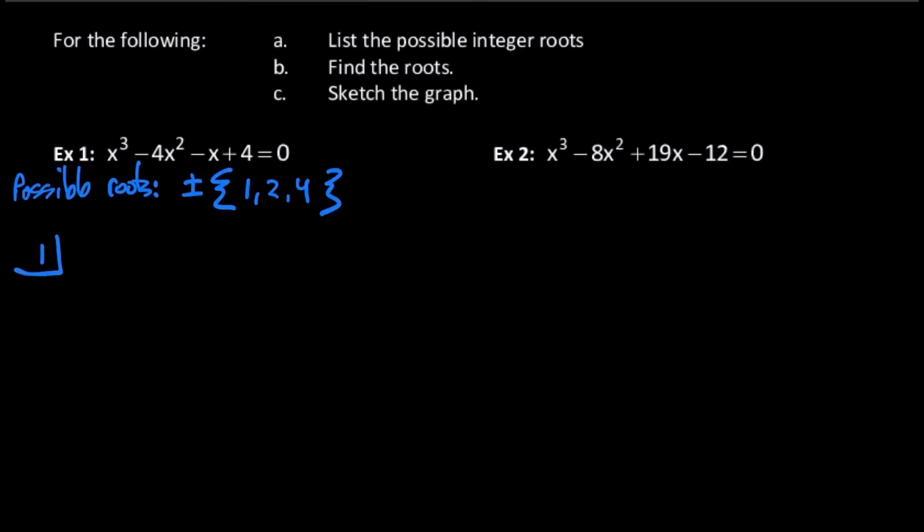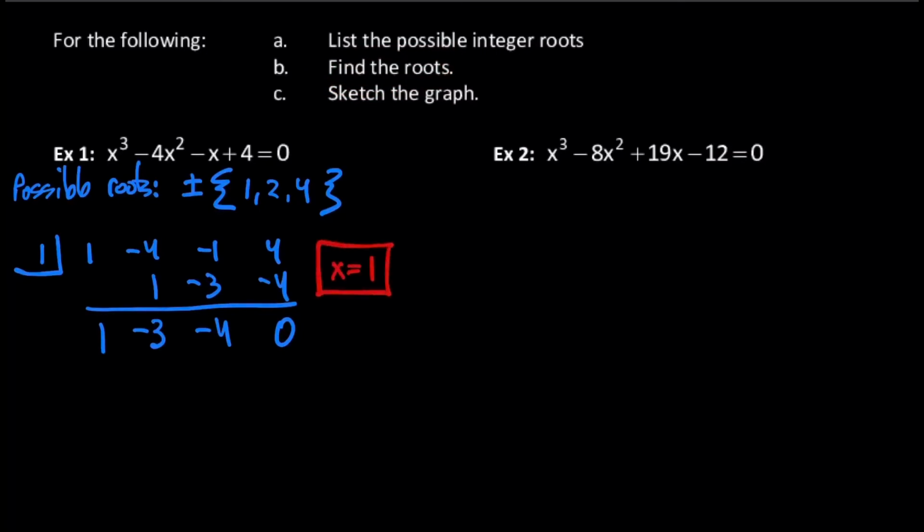So I'll try 1. What are my coefficients that are going inside synthetic division? A 1, -4, -1, and 4. Bring down, multiply, add, multiply, add, multiply, add. I lucked out. So what do I know? It says find the roots. I just found one root. One root is x equals 1. Write it down, circle it so you don't forget.